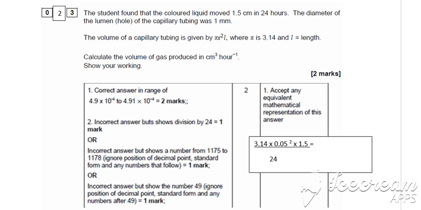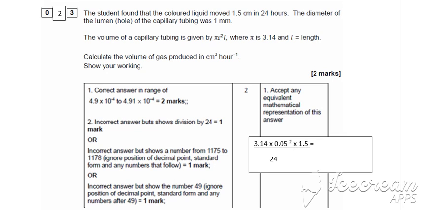Question 2.3. The student found that the coloured liquid moved 1.5 centimetres in 24 hours. The diameter of the lumen of the capillary tubing was 1 millimetre. The volume of capillary tubing is given by pi r squared L, where pi is 3.14 and L equals the length. Calculate the volume of gas produced in centimetre cubed per hour and show your working.